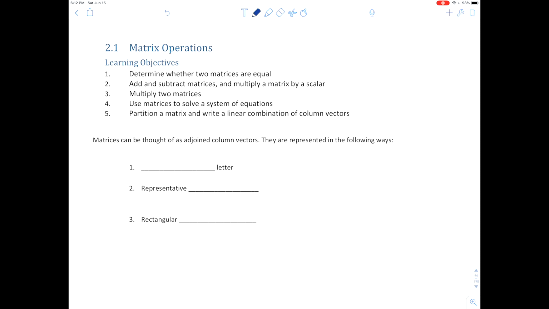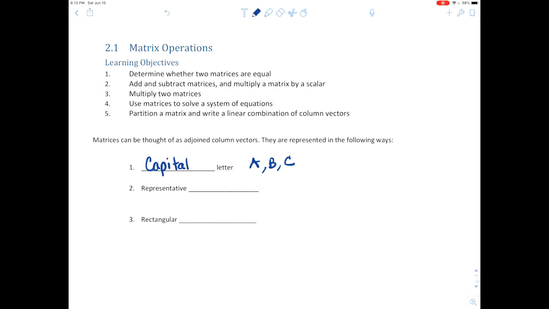We are now going to check out matrix operations. Matrices can be thought of as adjoined column vectors. They are represented in the following ways. You've seen this: a capital letter, so usually A, B, or C till we get to some more specialized ones.